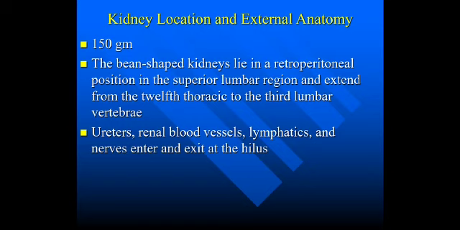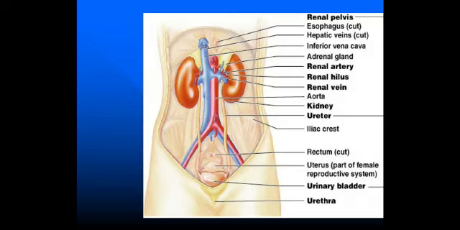The exit is through the ureter, and we need to know it is supplied by the renal blood vessels, the renal artery, and the lymphatics and the nerves which enter and exit at the hilum. So this is the basic picture, which shows the kidney with the renal capsule, and we have the renal artery and the renal vein coming out of the hilus, and the renal artery is the first branch of the aorta.